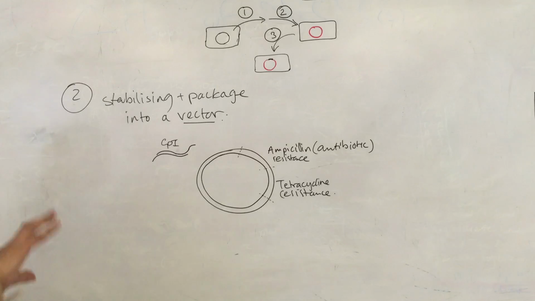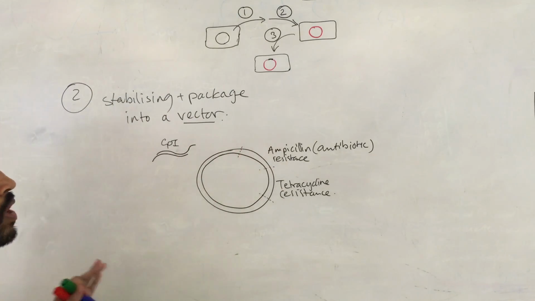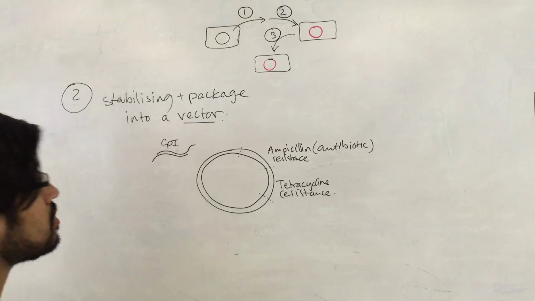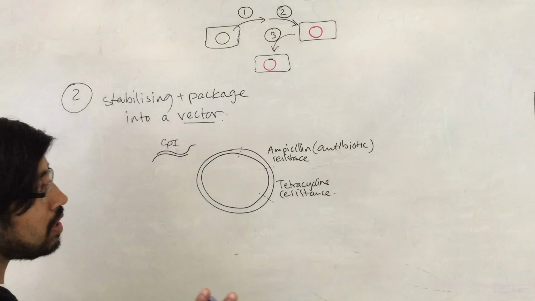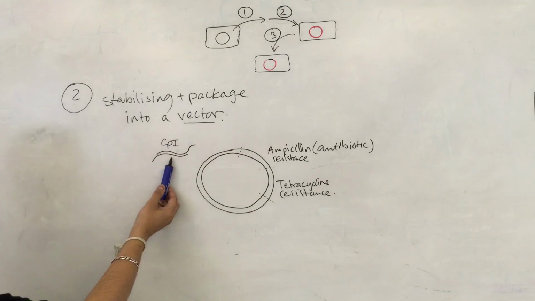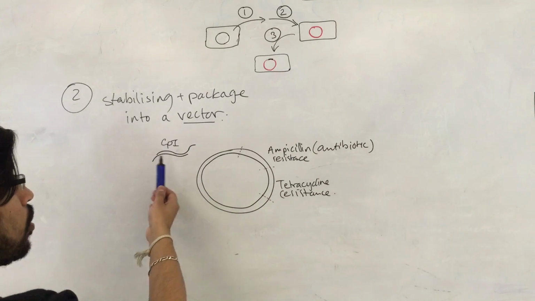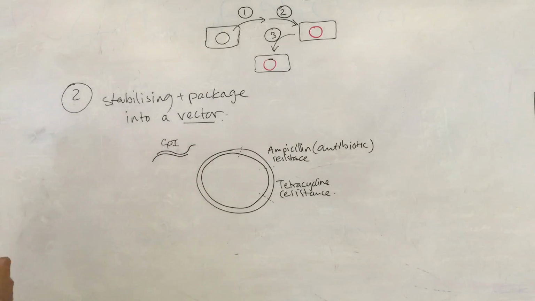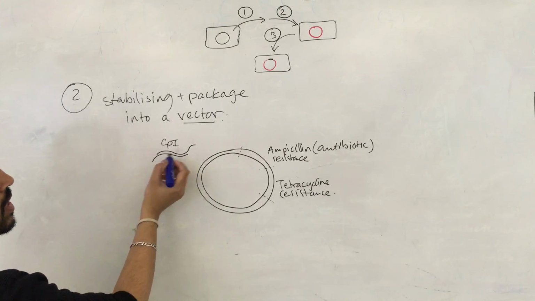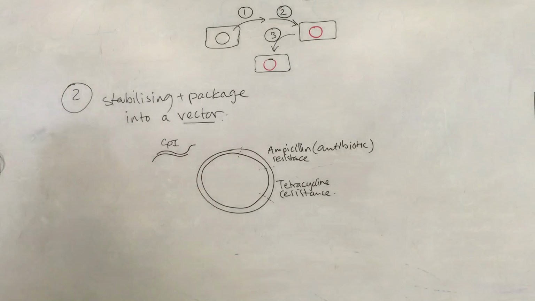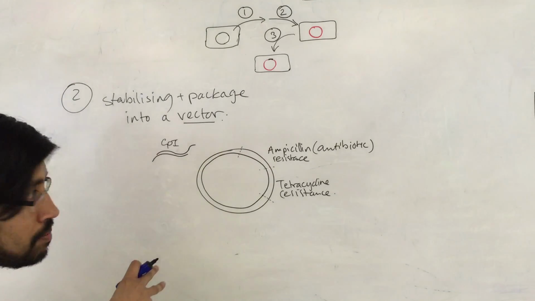Now, the way we get this gene of interest into the vector is using, again, one of our tools, restriction endonuclease. And if we're smart, we'll use the same restriction endonuclease that we used to isolate this gene, or if we use the first method that we talked about, the sticky end that we've added on here will be the same that is produced by the restriction enzyme that we're going to use now.